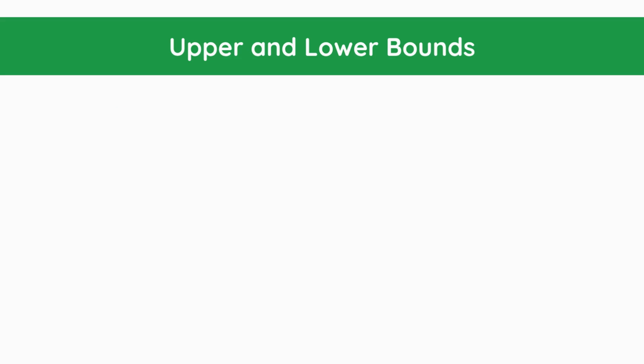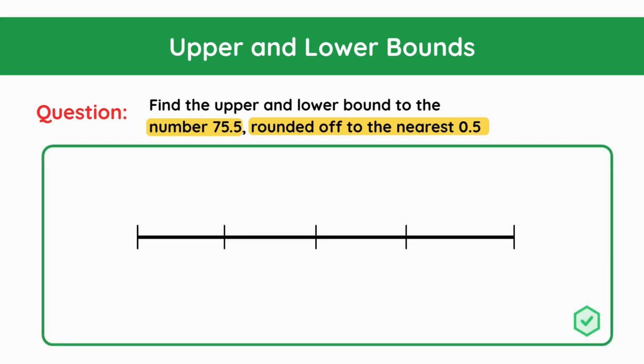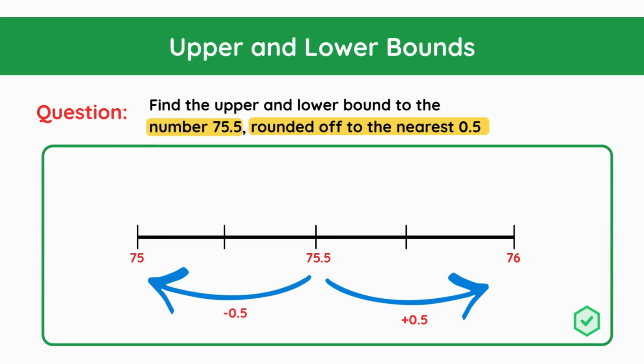Now let's try a slightly more difficult example. We are given 75.5 rounded to the nearest 0.5. Again, we are asked to find the upper and lower bounds. The number is 75.5. The degree of accuracy is 0.5. Draw the number line and place 75.5 in the middle. Add 0.5. 75.5 plus 0.5 equals 76. Subtract 0.5. 75.5 minus 0.5 equals 75.